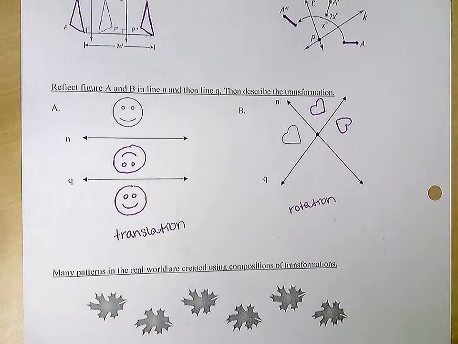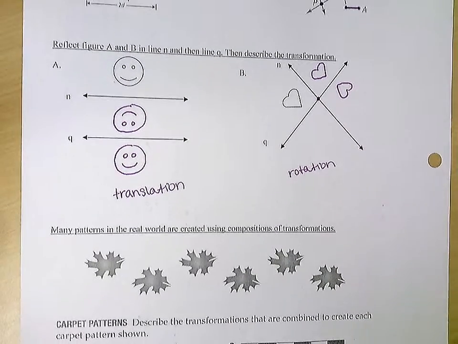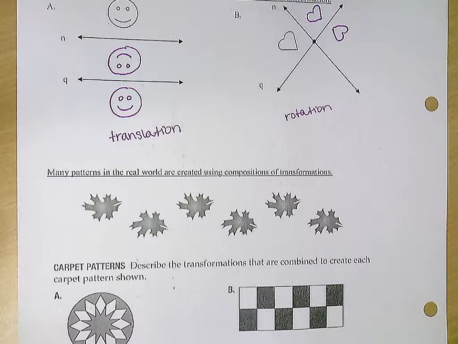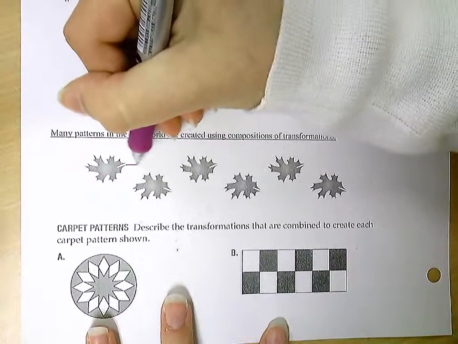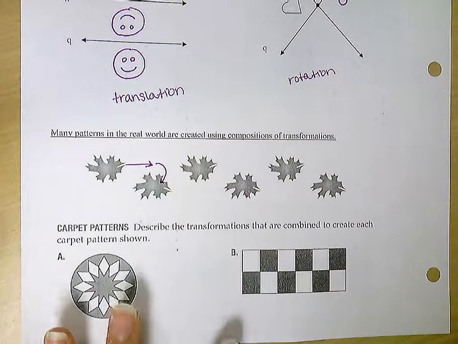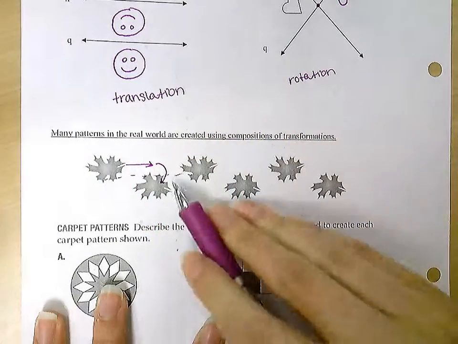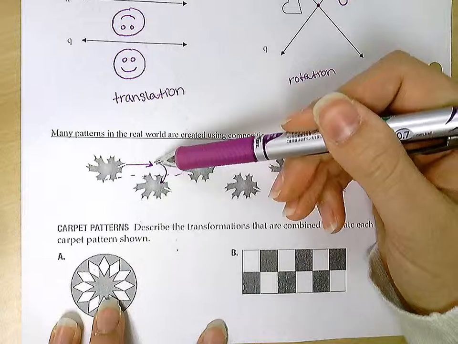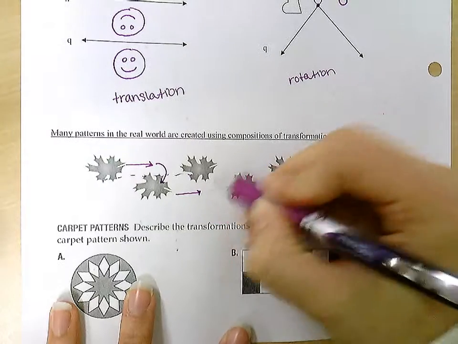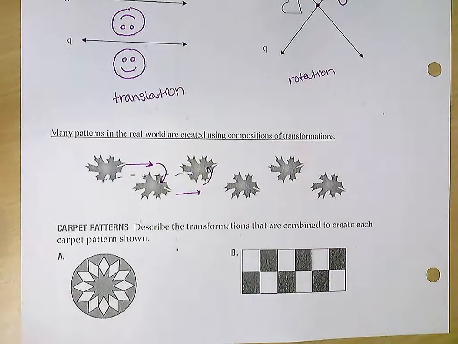So many patterns in the real world are created using compositions of transformations. This leaf pattern is very similar to that footstep pattern that we began with. For each leaf, what I could do is translate it to the right and then reflect it over this line here. So translate right, reflect over to get our final image, and you would do that each time to create that pattern. Translate, reflect, translate, reflect. Again, that's called a glide reflection.